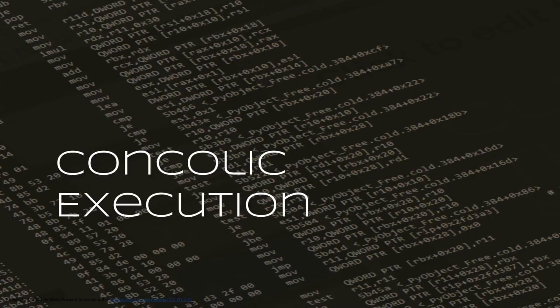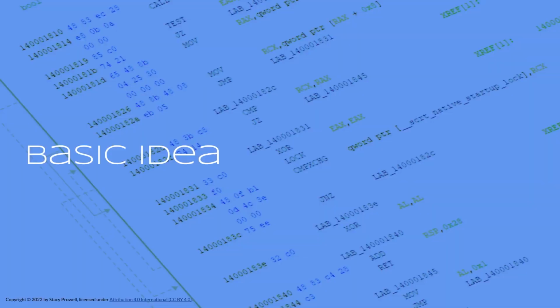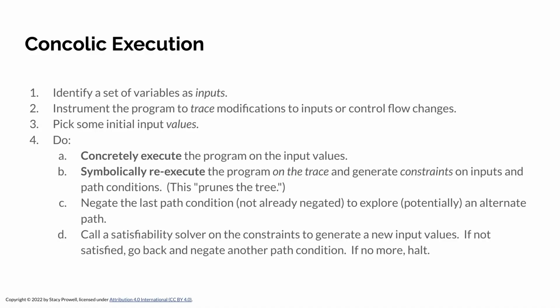Let's talk about concolic execution. This is going to continue off of what we've been talking about previously. The basic idea is identify a set of variables that will be the inputs to your program. Instrument your program to trace modifications to inputs or to trace control flow changes, and then pick some initial values for those inputs. Then you're going to concretely execute the program with that input.